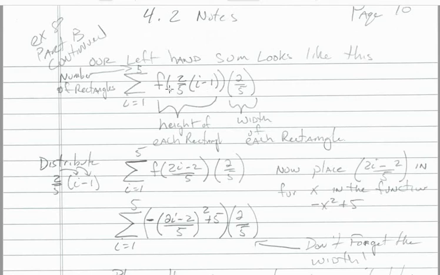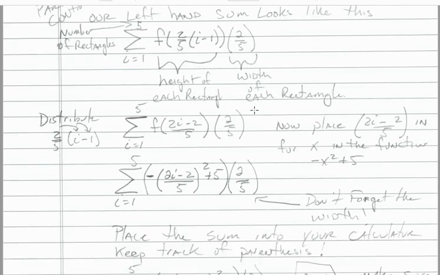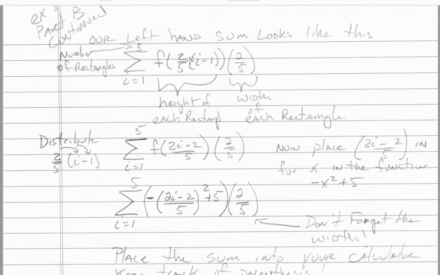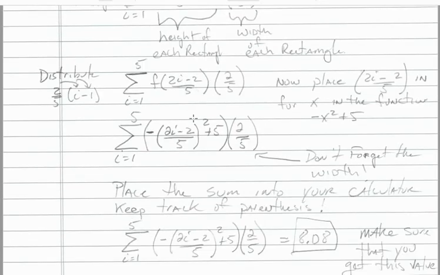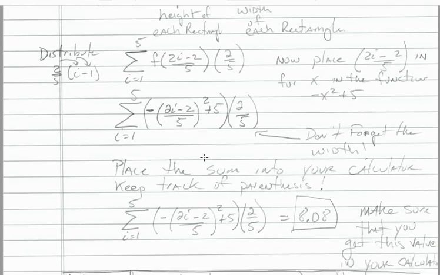This is the height of each rectangle using the left-hand points, and this is the width of each rectangle. Height times width gives us the area. So you'll take this piece and directly substitute where all of the left-hand endpoints are in for x into the function. That's where the plus 5 is, because our function is minus x squared plus 5. Wherever there's an x, we're going to replace it with this (2i minus 2) over 5. Don't worry about this, we're going to learn how to get there in the next video. I just want to give you a brief overview of what we're doing.